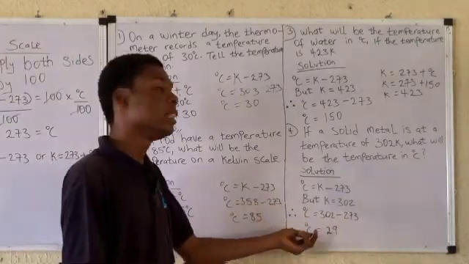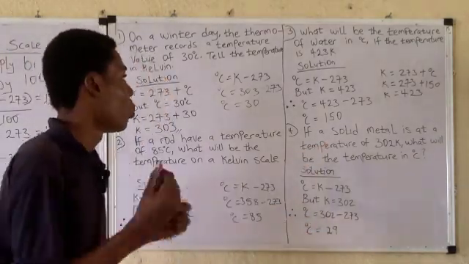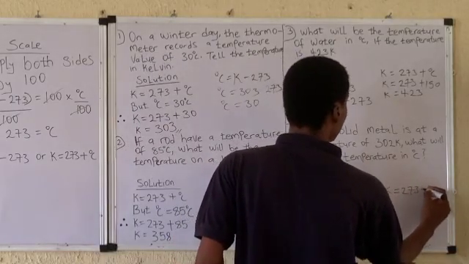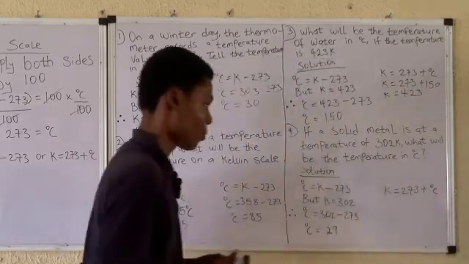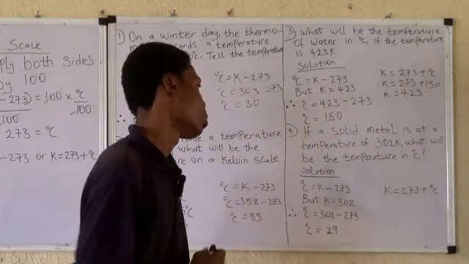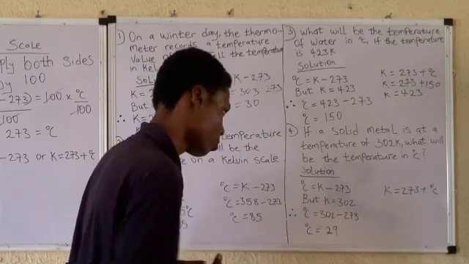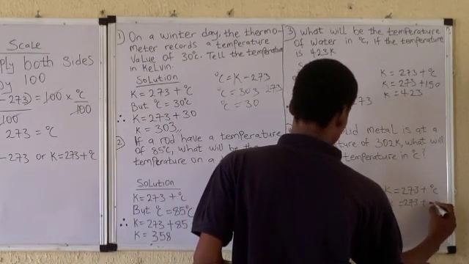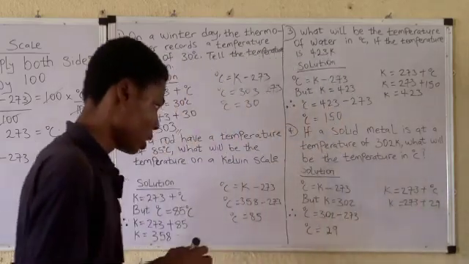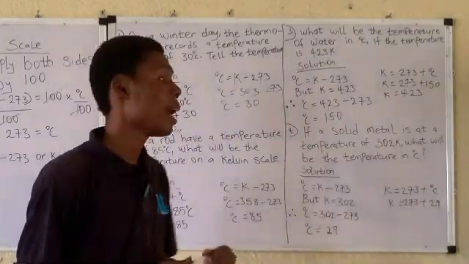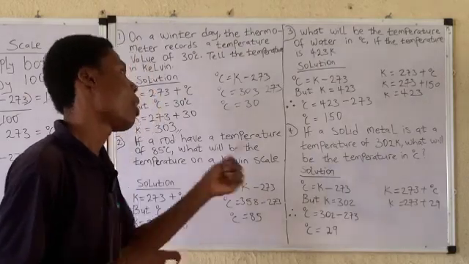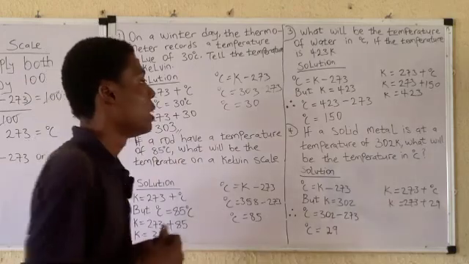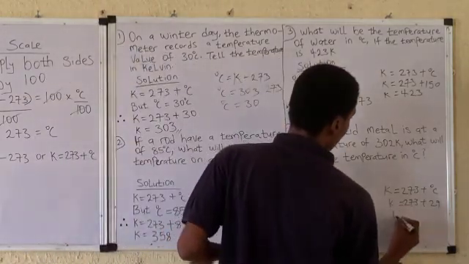Now taking this degree Celsius back to Kelvin, we use the same formula. Kelvin equals 273 plus degree Celsius. Now what is our degree Celsius? Our degree Celsius is 29. Kelvin equals to 273 plus 29. Now 273 plus 29, we have 302. So our final answer for this question for converting degree Celsius to Kelvin is 302.